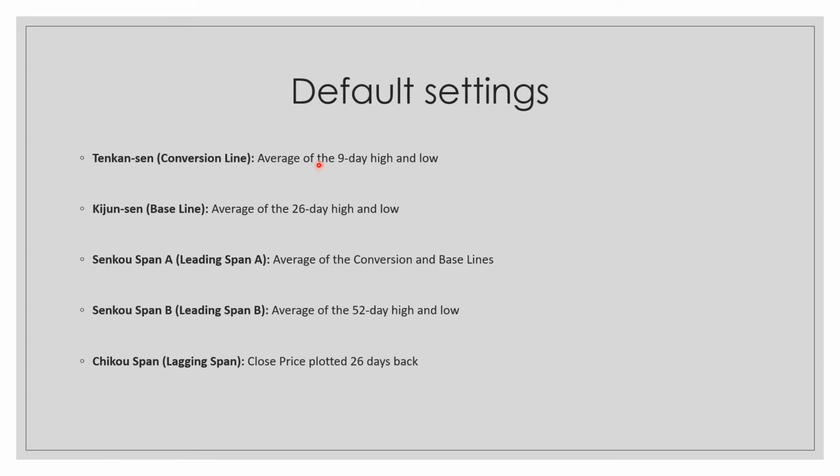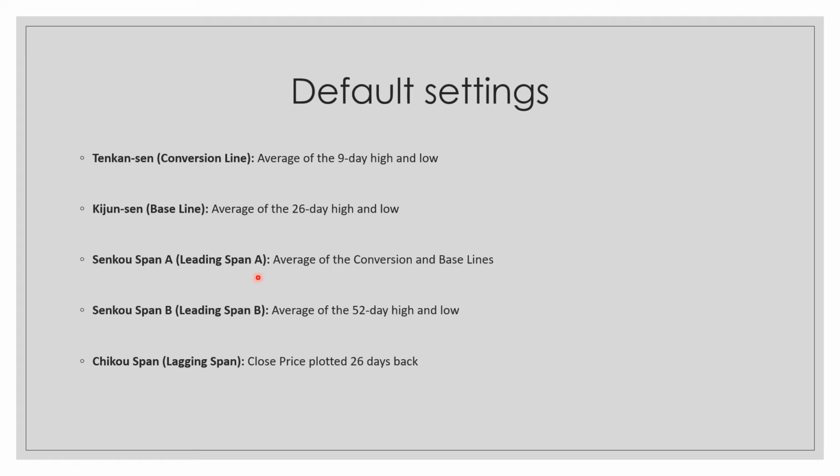The conversion line is nothing but the average of the high and low of the last 9 days. The baseline is the average of the high and low of the last 26 days. And what is Senkou span A? Senkou span, or the leading span A, is the average of these two, the conversion line and the baseline.